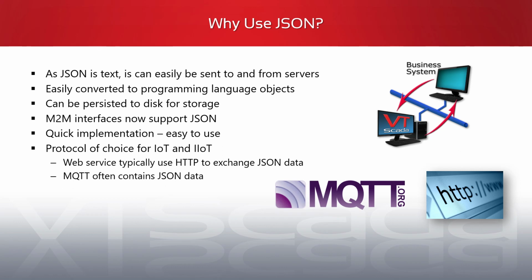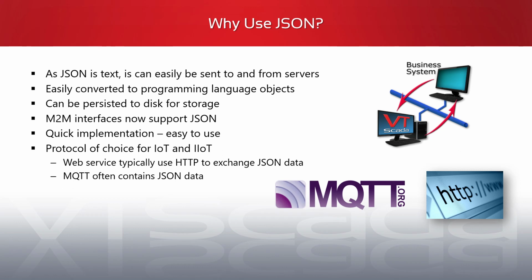It is easily converted, as we looked at on the previous screen, into programming objects. So once you have the information in a JSON file, it is a reasonably trivial exercise to get that from the file into memory where it can be used by whatever programming language or system you're using. In the same way, it's very easy to take an in-memory structure, something that's been built up by a programming language or a SCADA system, and persist it to disk for storage.